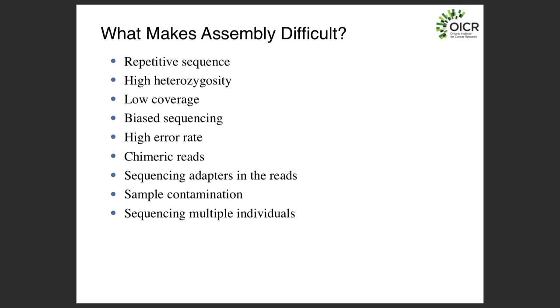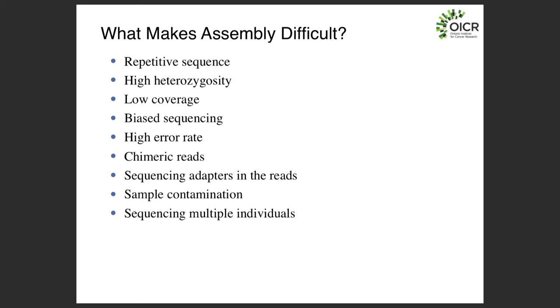So we got most of them: repetitive sequence, high heterozygosity, low coverage, biased sequence because of GC content, high error rate. Something we didn't get is chimeric reads. Often if your library prep goes wrong, you might end up sequencing two different DNA molecules in the same read. The assembler really does not like that because it looks like structural variation. So you want to avoid chimeras at all costs.